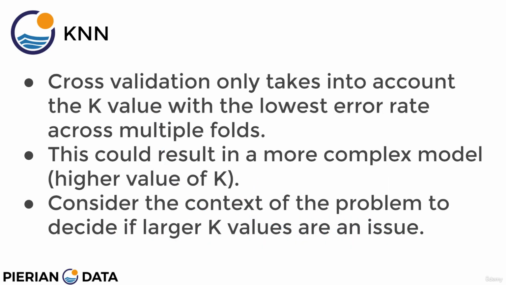In general, because of this human discretion that could occur with the elbow method, we would recommend that you simply use cross-validation to figure out the best value of k. You can use cross-validation in combination with a grid search of multiple k values. In this case, cross-validation is only going to take into account the k value with the lowest error rate across multiple folds. However, this could result in a more complex model. For example, it could choose a higher value of k if that particular k happened to be the optimal k that minimized the error across multiple cross-validation folds. You should consider the context of the problem to decide whether or not the larger k values are an issue.